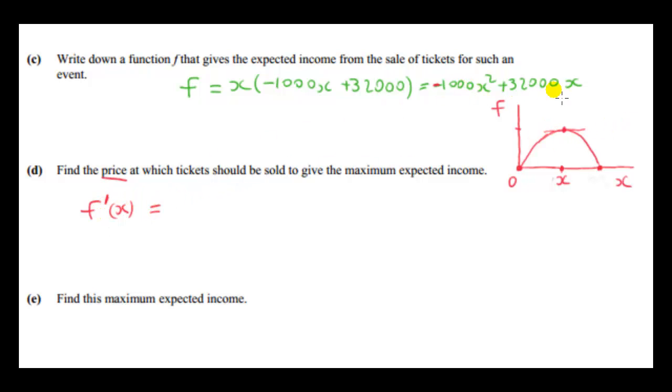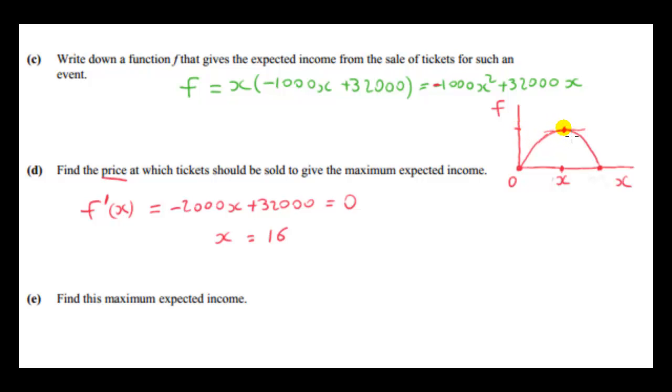If we differentiate this thing here, what do we get? We get minus 2000x plus 32,000. Set it equal to 0 and solve. So again, we get minus 32,000 divided by minus 2,000. That's 16. Now we want to find the maximum expected income. So when the ticket price is 16 euros, the income is a maximum.